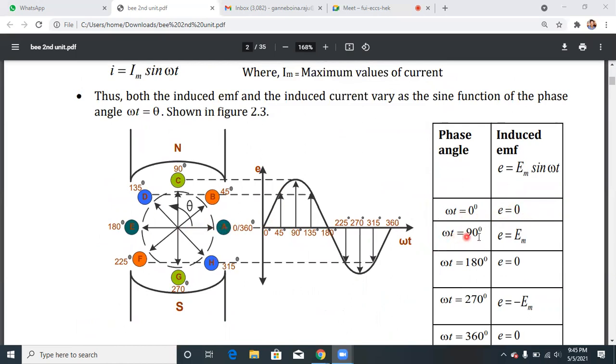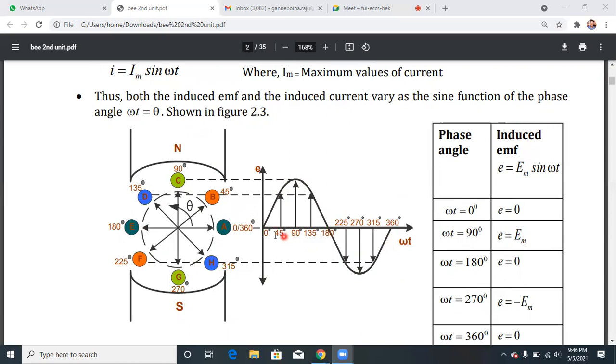And then at omega t equal to 90 degrees, that's the maximum value of the flux. Here, the maximum value of induced EMF at omega t equal to 90 degrees: e is equal to Em, since sin 90 is 1. That's right, e is equal to Em. And at omega t equal to 180 degrees it is also 0, and at omega t equal to 270 degrees it is minus Em. Like this: 0, 90, 180, 270, and 360.